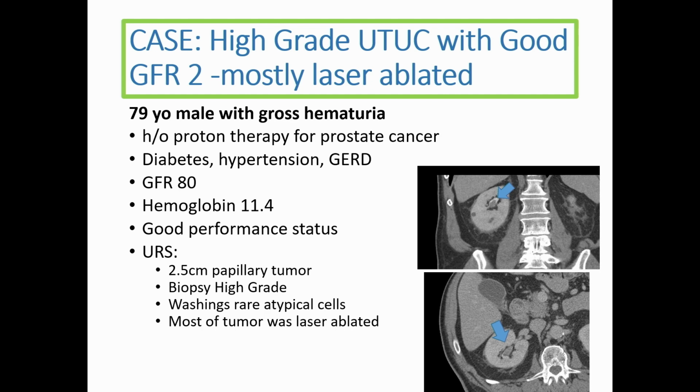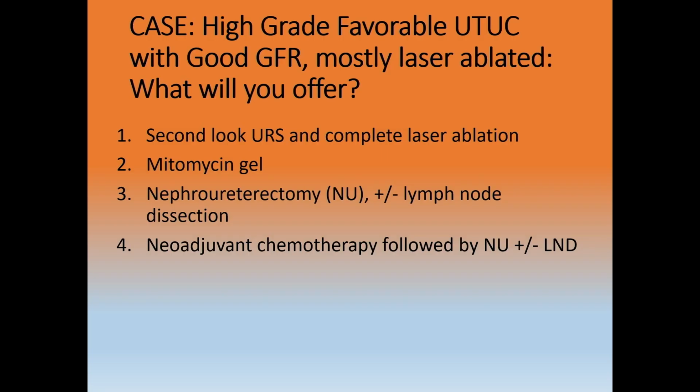Ureteroscopic evaluation that was done based on findings on the CT urogram shows a 2.5 centimeter papillary tumor in the right renal pelvis. Biopsy is high grade. Washings are rare atypical. At the time, it looked like it was possibly endoscopically manageable. Of course, we didn't have the biopsy results, but just opportunistically, we laser ablated most of it, but there's definitely tumor left over. So based on that information, Dr. Feldman, what would you offer?